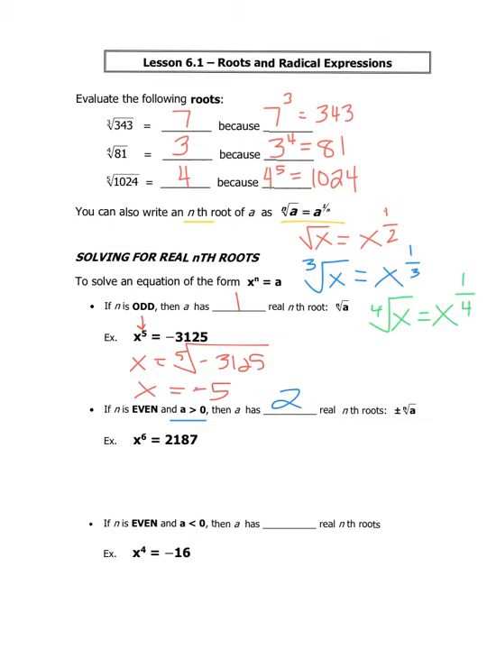Okay, so I have x to the 6th equals 2,187. I want to know what number multiplied by itself 6 times gives me that large number. So what I'm going to do is take the 6th root of both sides. Now when I take the 6th root, I'll write that out here, I have x by itself.